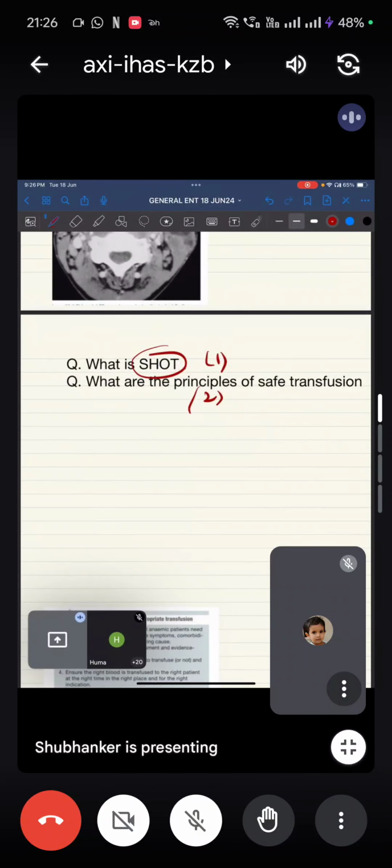See, this section of your Scott Brown, the hematology section, nobody reads it. Nobody reads it. But believe me, there are very high potential questions which will be there. One is SHOT, that Dr. Saab just told me. Serious.